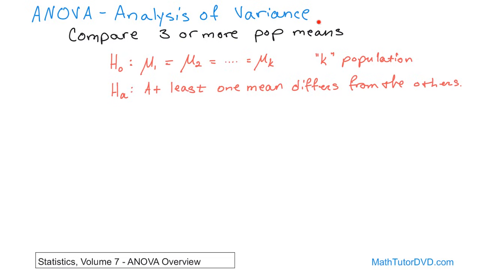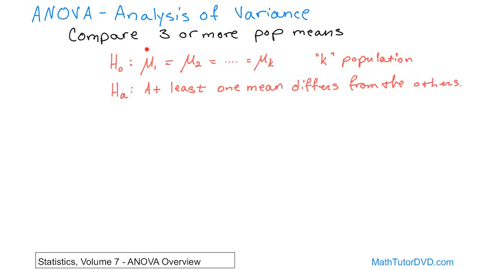Why are we comparing population means? That was my first question. The bottom line is, when we get into the math, you're going to find out that we're going to use the concept of variance in order to study the means. So even though we're actually studying means, the technique is called analysis of variance because we're going to be testing how these means vary with regard to the other means.